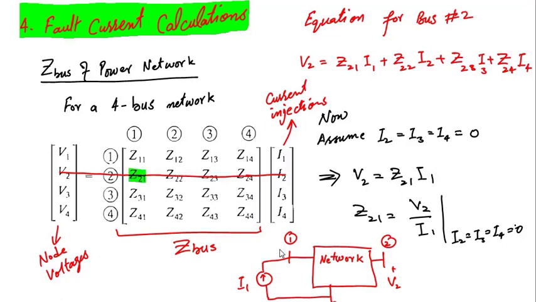So this was the description of entry Z21. Similarly, off diagonal entry Z23 describes the transfer effect of current injection at node number 3 and voltage development on node number 2. Similarly, Z24 describes current injection at node number 4 and voltage development at node number 2. So this transfer effect is described by these off diagonal entries.